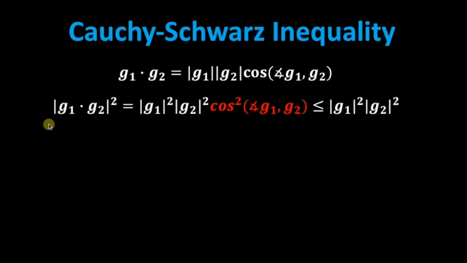Now, if I'm going to take the magnitude square of the dot product between these two vectors, it can be represented as the magnitude square of g1 multiplied by the magnitude square of g2 multiplied by the cosine square of the angle between the two. Now, using the Cauchy-Schwarz inequality, we can say that this term, the magnitude square of the dot product between two vectors, will always be less than or equal to the product of the magnitude square of g1 together with the magnitude square of g2.